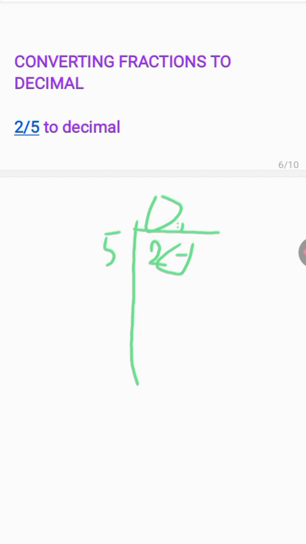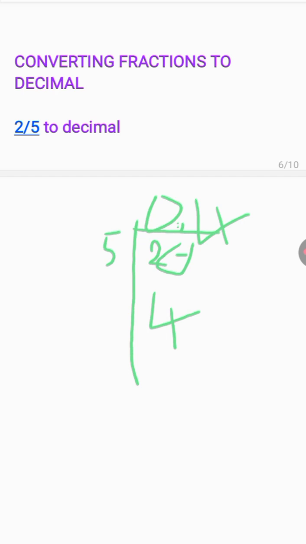Now you divide again. 20 divided by 5 is 4. You write the 4 here. Therefore, 2 over 5 is 0.4.